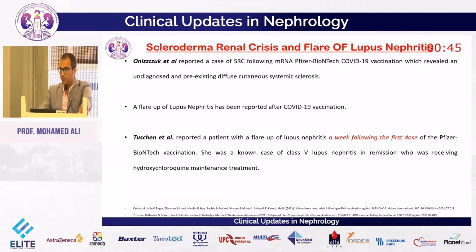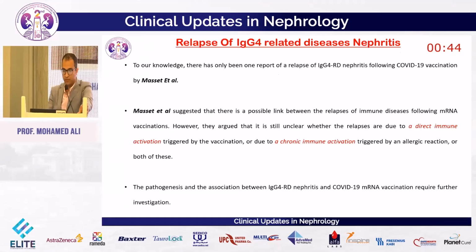She was a known case of class 5 lupus nephritis in remission who was receiving hydroxychloroquine maintenance therapy. What about the relapse of IgG4-related disease nephritis? To our knowledge, there has only been one report of a relapse of IgG4-related disease nephritis following COVID-19 vaccination, by Masset et al. Masset et al. suggested that there is a possible link between the relapse of immune disease and mRNA vaccination.